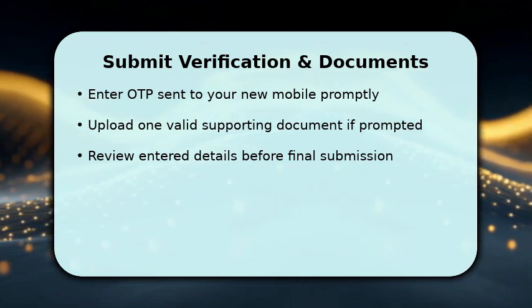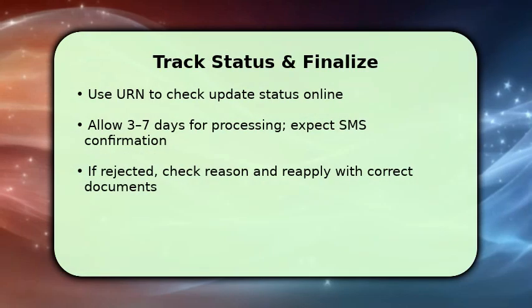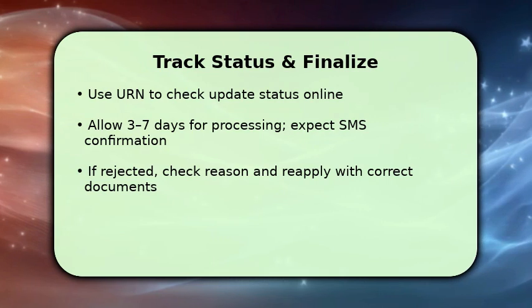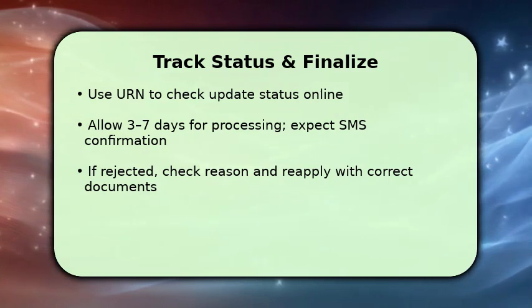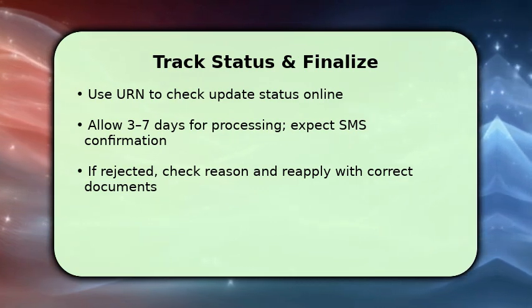You finish by tracking the update request number online. Enter the URN on the portal to see status changes. Processing typically takes 3 to 7 days. When approved, you get an SMS and can download the masked e-Aadhar showing the new mobile.